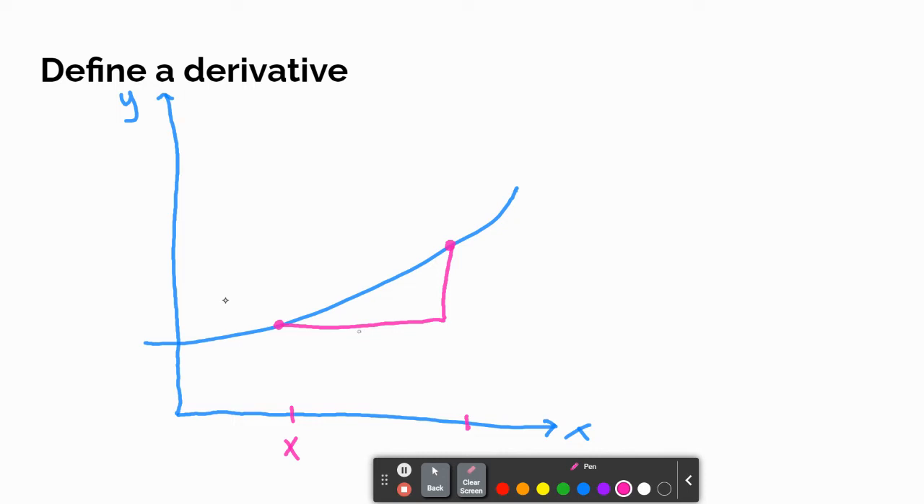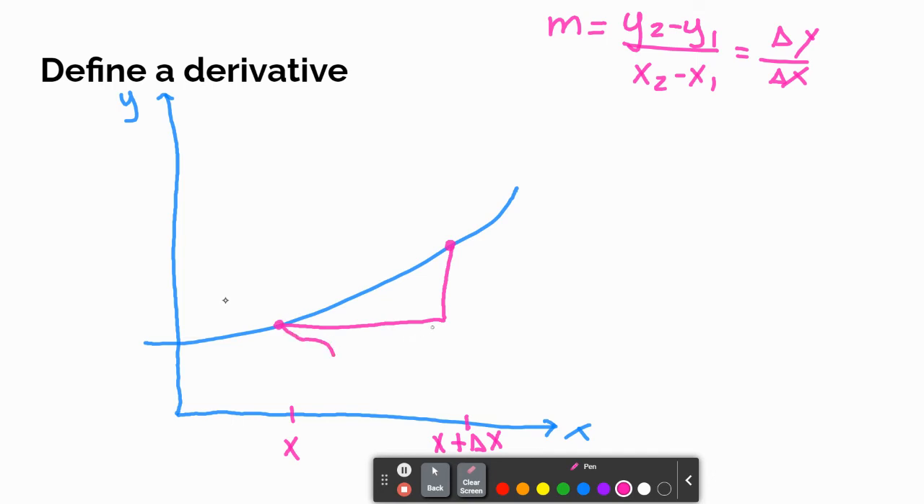So if you remember when we're talking about slope, we usually use the slope formula, which is y2 minus y1 over x2 minus x1, and that's how we get that change in y over the change in x. So I know that from x to this point, whatever that is going to be, x plus whatever the change in x is. So what I'm saying is that this side of my graph is going to be defined as the change in x.